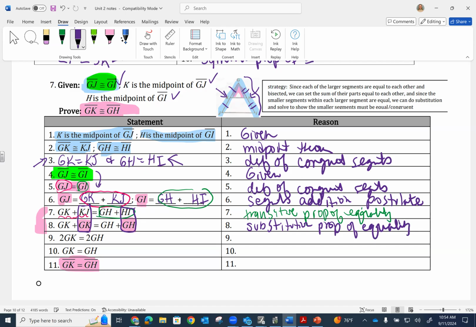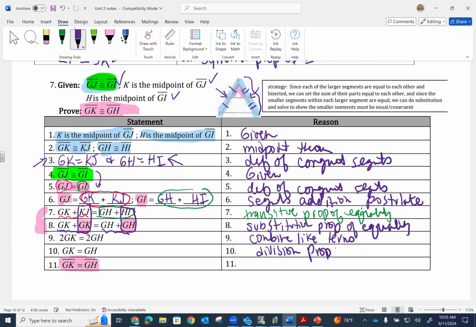And the next one says 2GK equals 2GH. What they're doing is if you have 2 GKs added together, you get 2 GKs. If you had 2 GHs together, you get 2 GHs. So they're just combining like terms, or simplify, that's fine. The last one is, let's divide both sides by 2. Division property of equality.